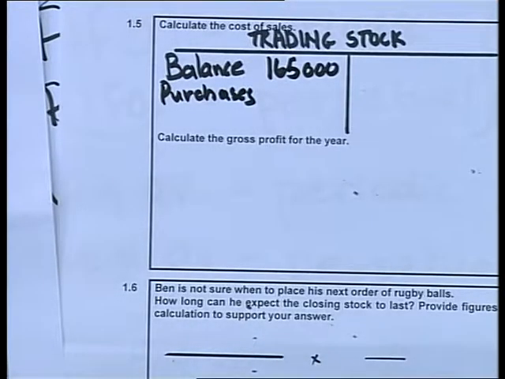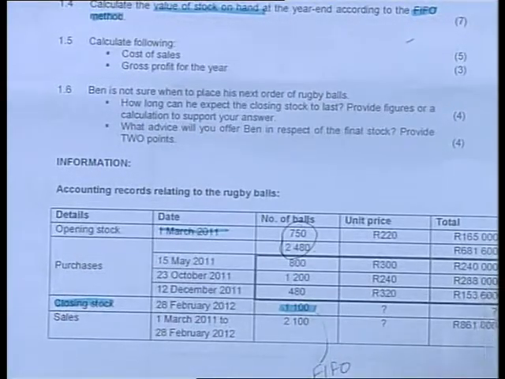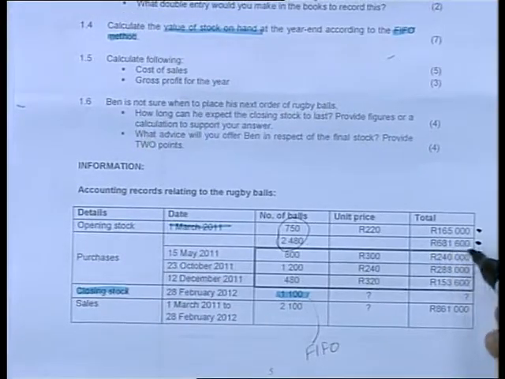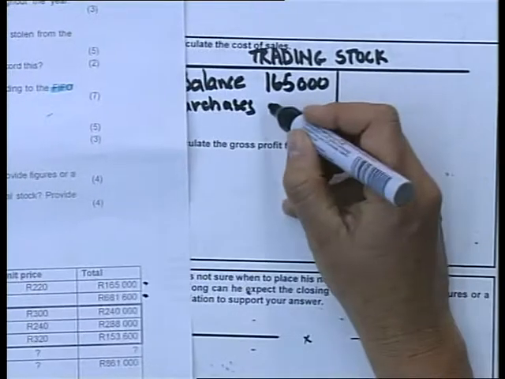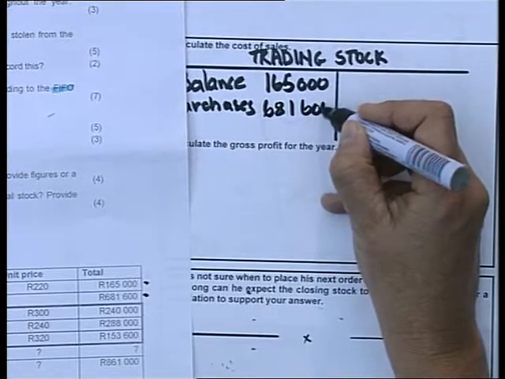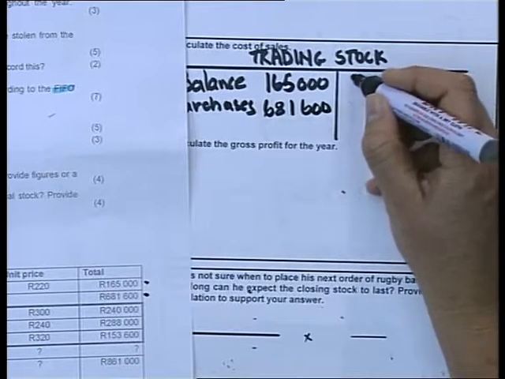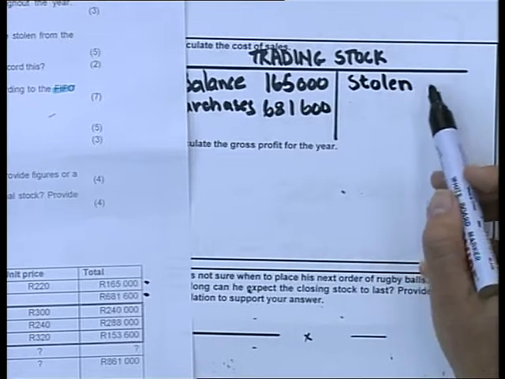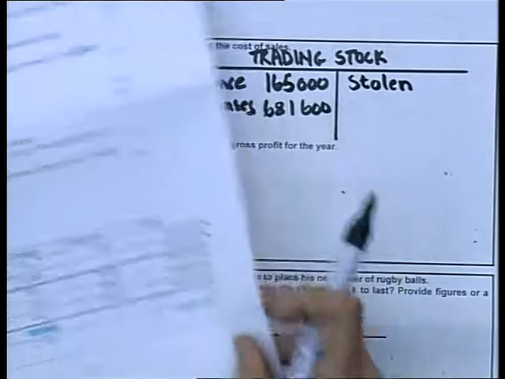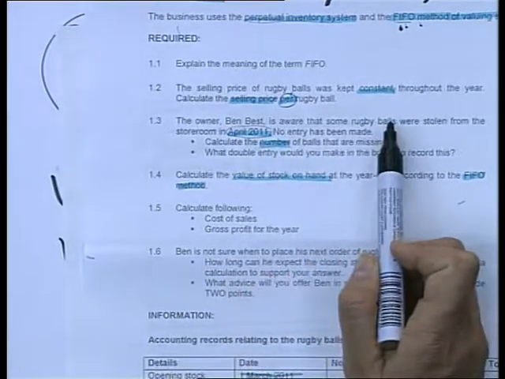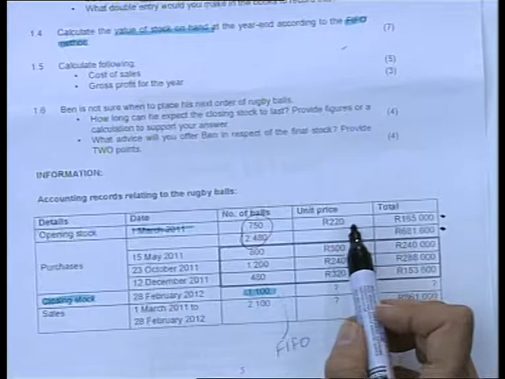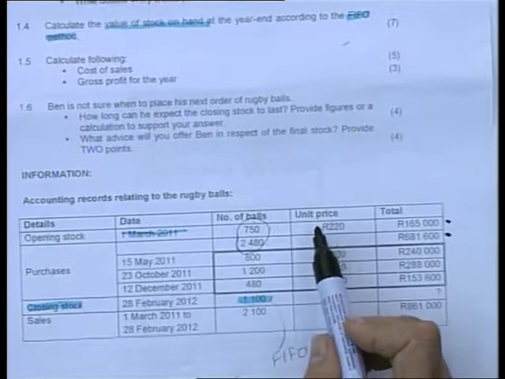So what were our purchases for the year? Let's look at our question. Our total purchases, now they've added everything here in this block, is 681,600. Okay, so let's add that. Now remember, some of the goods were stolen. You can write this in as trading stock deficit, goods stolen, or loss with stolen goods, whatever you prefer. But how do we calculate that value? Can you remember what we said? Those units were stolen or got lost during April, so that would mean it's the stock with a unit price of 220.